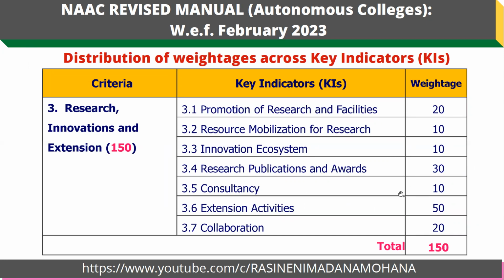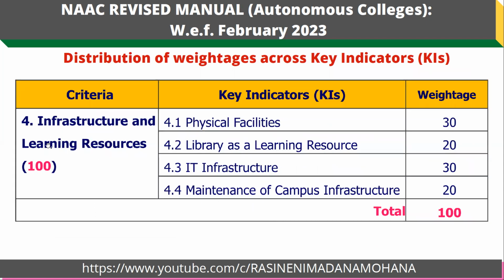3.5, consultancy, 10 weightage. 3.6, extension activities, 50 weightage. 3.7, collaboration, 20 weightage. The total weightage across all the 7 key indicators in criterion 3 is 150. Then criterion 4, infrastructure and learning resources, total weightage is 100. That is divided across the 4 key indicators of criterion 4.